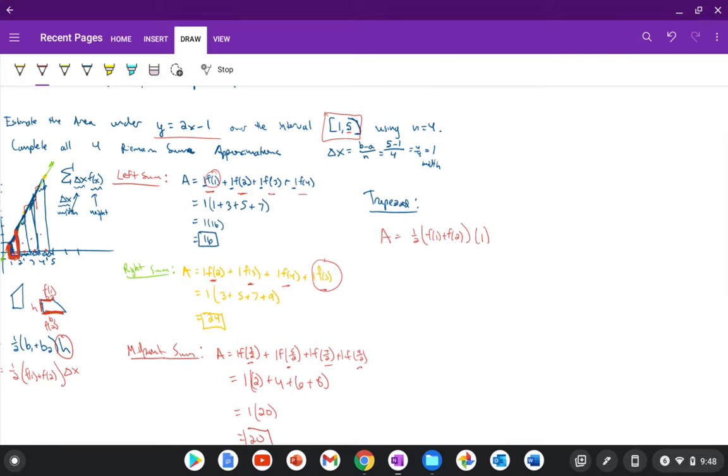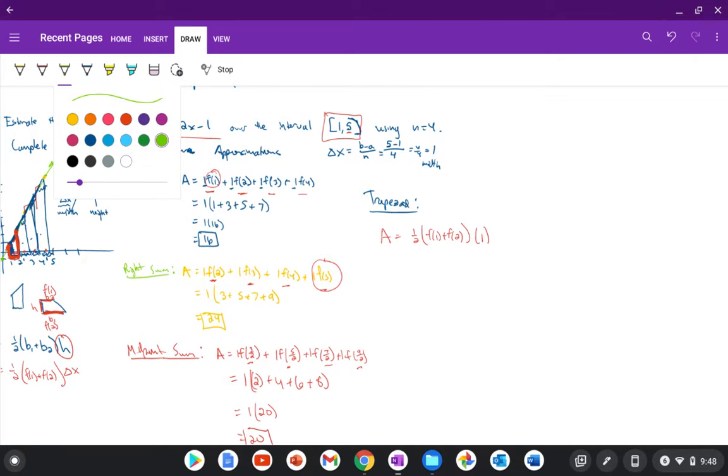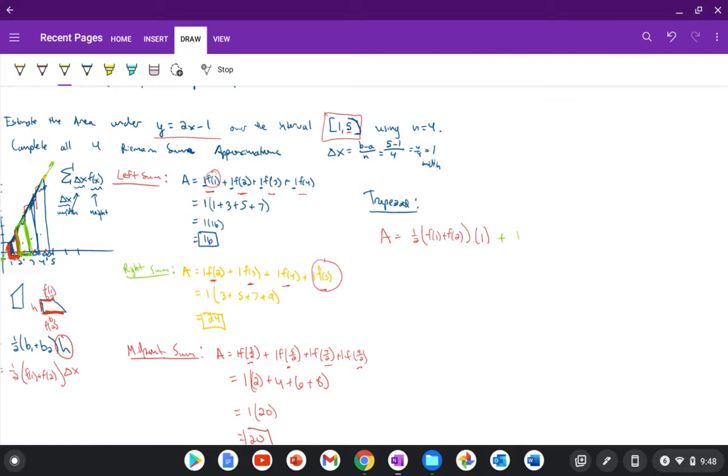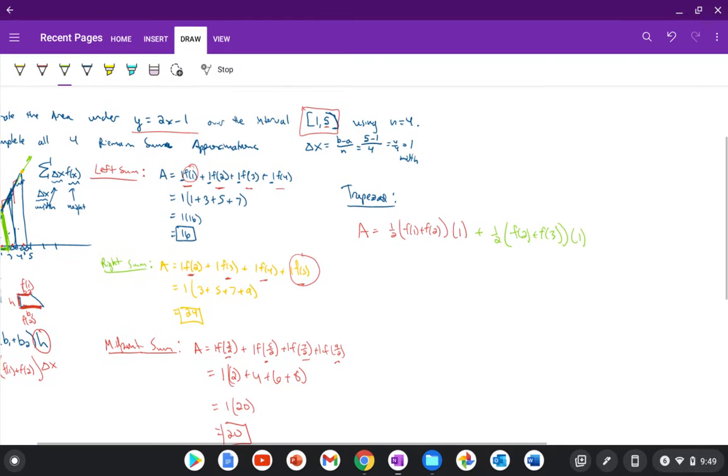All right. My next trapezoid is going to be here to here, up and over. I've got sort of the same deal here. It's going to be 1/2. And my 2 bases are going to be f of 2, my shorter one, and f of 3 is my taller one. So f of 2 plus f of 3 times my height, if you will, which is in this case the width of the interval there, which is 1.